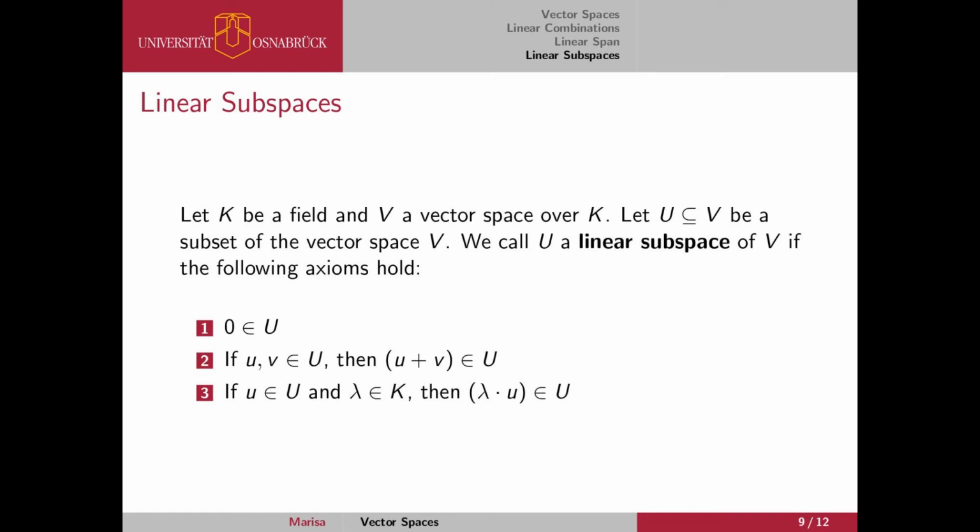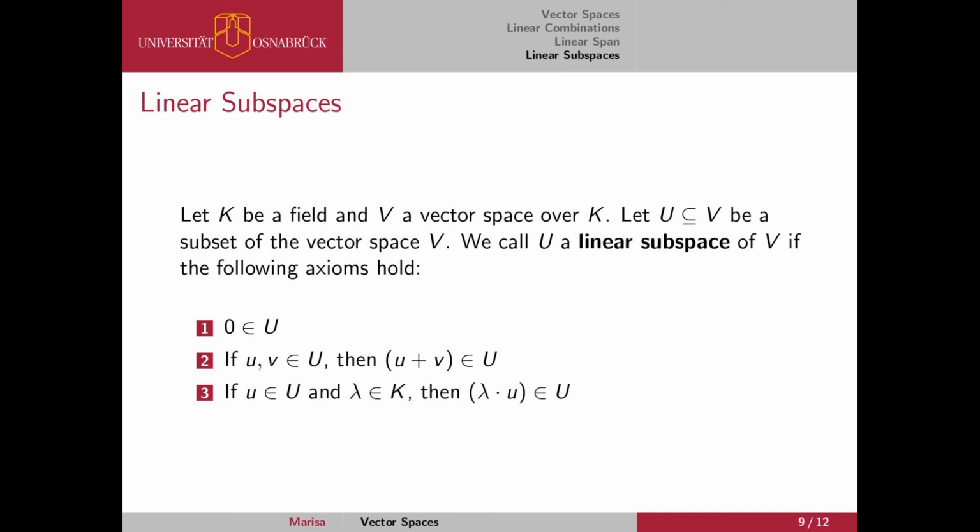The second one is that if we have 2 vectors from our subset U, let's call them U and V, then the addition of these vectors, so U plus V, the resulting vector, must also be an element of U. The last axiom that needs to hold is that if we have a vector from the subset U and a scalar lambda from the field K, so the field over which our vector space V was defined, then the scalar multiplication of them, so lambda times U, must also be an element of the subset U.